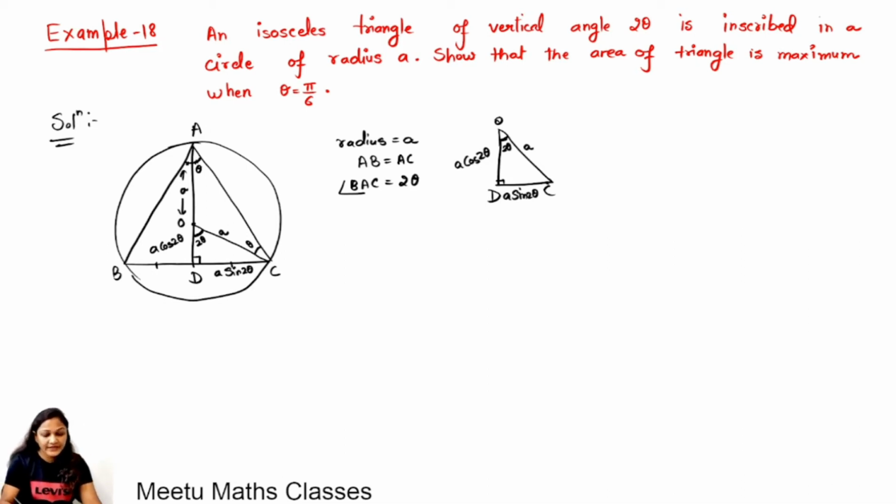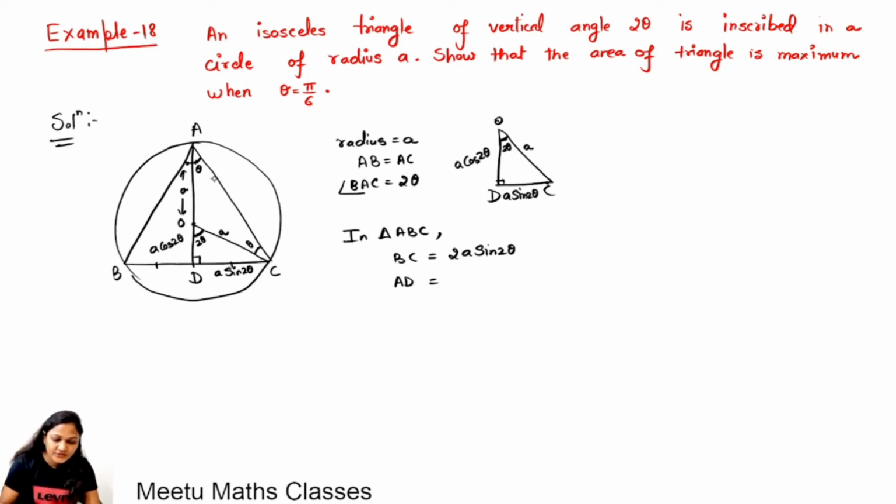Now we can find out the base and altitude of this triangle. So in triangle ABC, base BC will be twice of DC, so 2 times a sin 2 theta, and altitude, height AD is equal to a plus a cos 2 theta.